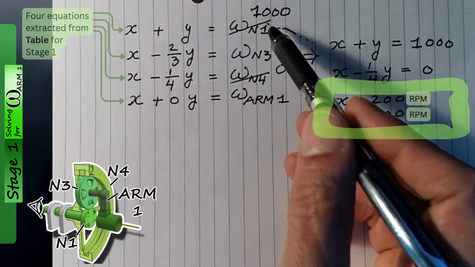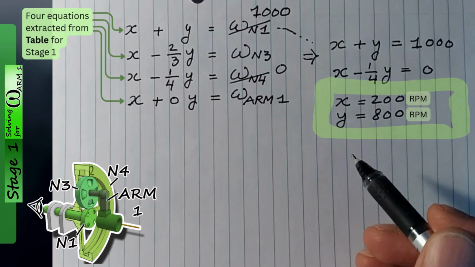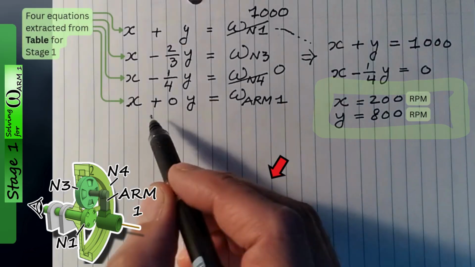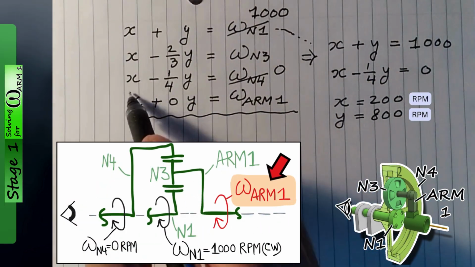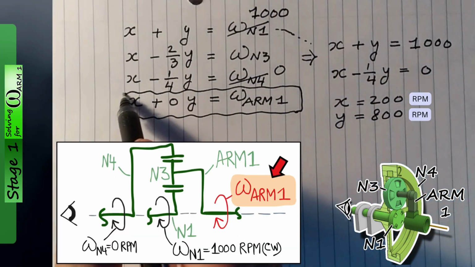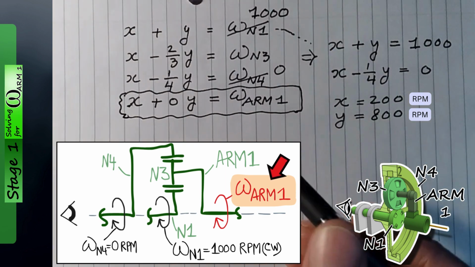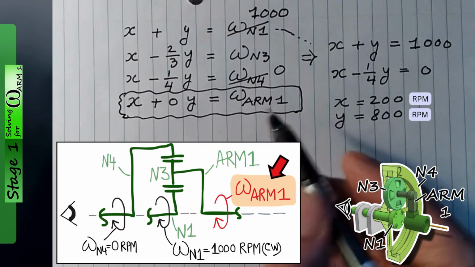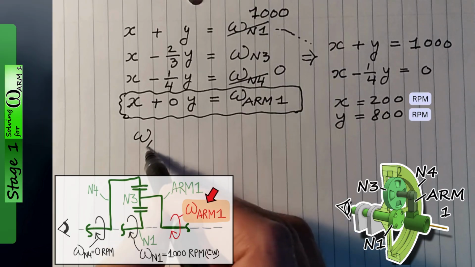Well, two of them we already knew. They were the two inputs for our simple epicyclic called stage 1. We are particularly interested in omega arm 1 because this rotational speed becomes one of the inputs for the second stage. So let's find out what omega arm 1 computes to.